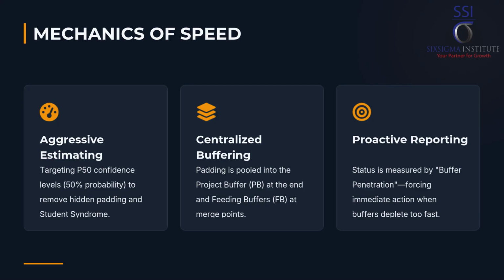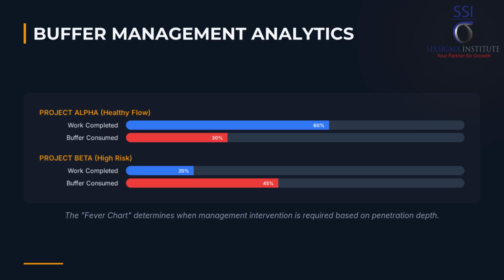Focus on throughput. The goal shifts from managing individual task deadlines to managing the consumption of the centralized buffers. Buffers are a tangible metric. Project health is determined by how much buffer time has been used versus how much work remains. For example, we have used 45% of the project buffer, but only 20% of the project work is done. We are behind schedule.